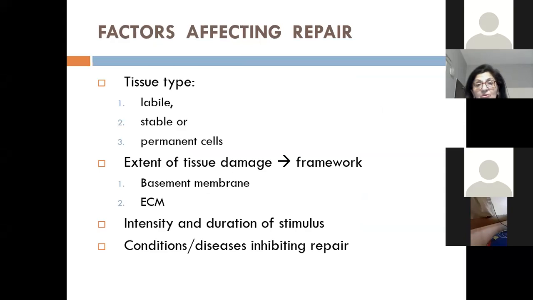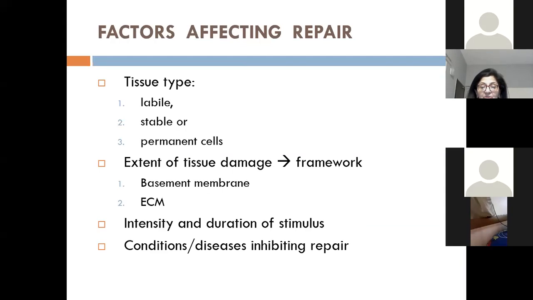What are the factors that are going to affect the repair? We have talked about them. The tissue type, whether the cells are labile, stable, or permanent. So if they're labile or stable, some degree of resolution can take place. If they're permanent, no resolution will take place. It will all be replaced by fibrosis.